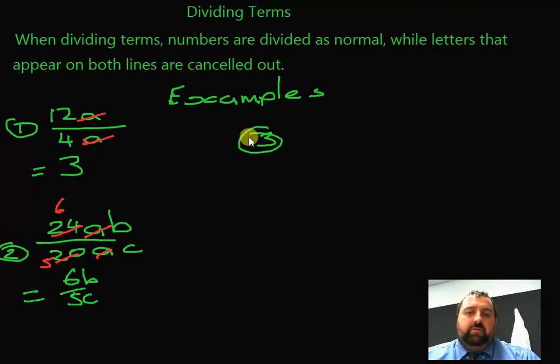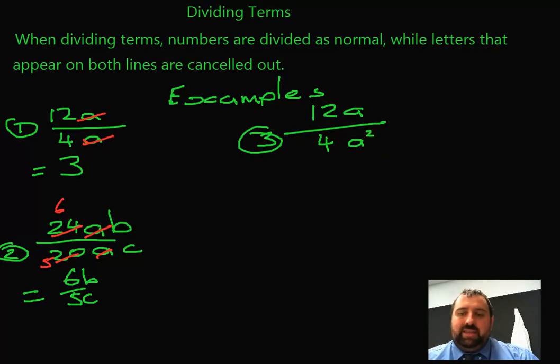What about if we involve squareds? So what about if I have 12a over 4a squared? Now the thing to remember here is that the a squared is essentially AA, alright? So in this case, 12 and 4 is going to cancel out to 3, alright? And this a is going to cancel out with one of the a's in a squared, and there's still going to be an a left over.